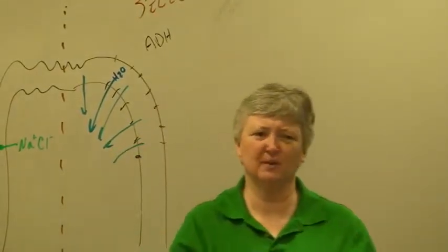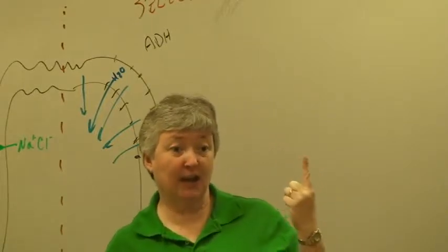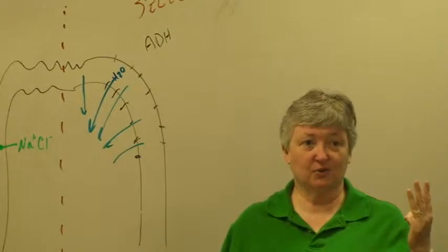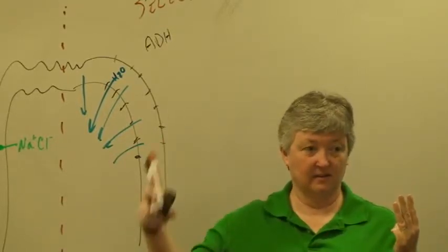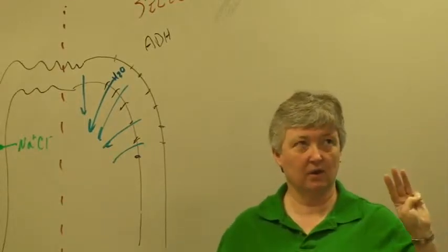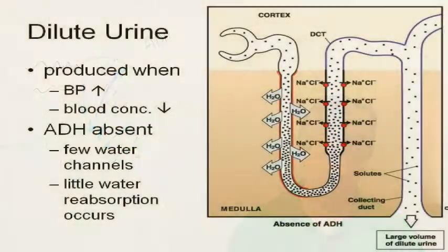So ADH is going to be released. I think we said three characteristics in your big chart. If your blood osmolality got too high, you got dehydrated, your blood pressure dropped, or if there was angiotensin II circulating. Those are the three stimuli that will cause the pituitary gland to release ADH. If your blood pressure is high or your blood concentration is low, you're well hydrated, then ADH is not released.